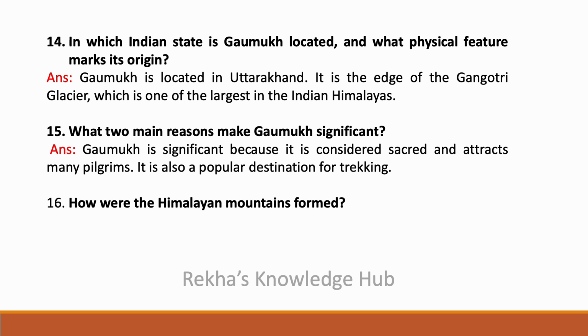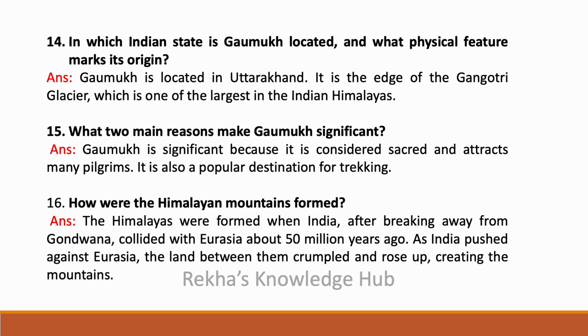How were the Himalayan mountains formed? The Himalayas were formed when India, after breaking away from Gondwana, collided with Eurasia about 50 million years ago. As India pushed against Eurasia, the land between them crumbled and rose up, creating the mountains.